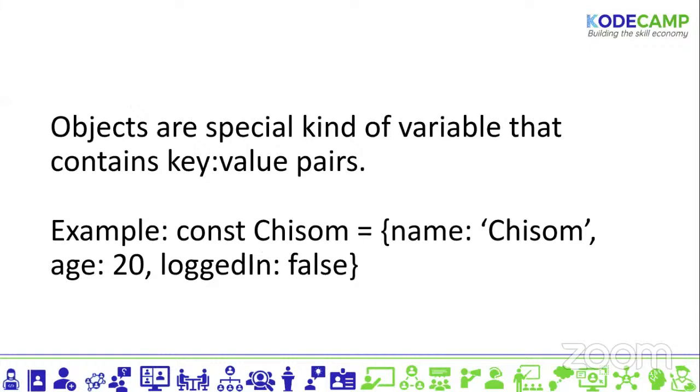So what are objects? Objects are special kind of variables that contain key value pairs. First, they are special kind of variables. So constant chisom, sorry about the capital C, that's supposed to be a small letter c. So constant, and then we assign that to chisom, and we say the name should be chisom, the age should be 20, and the value of logged in should be false. We see that name here is the key, while chisom is the value, and they come in pairs like this.